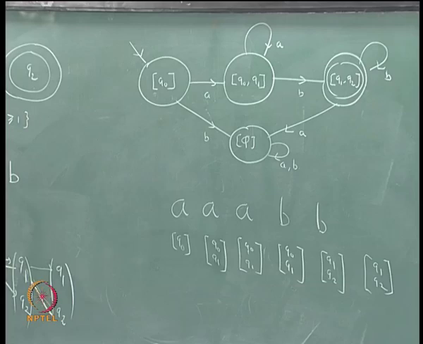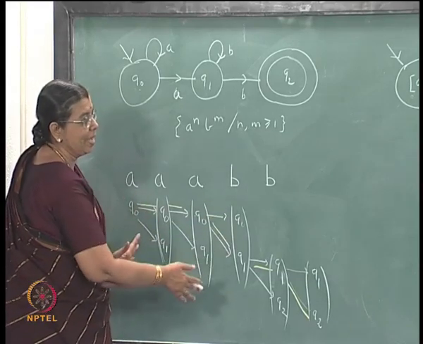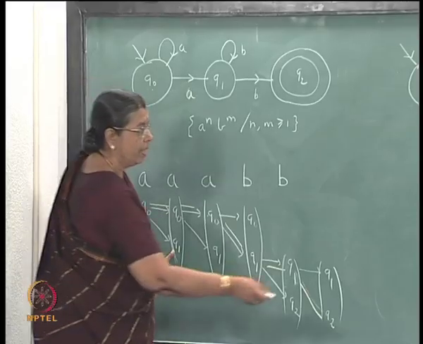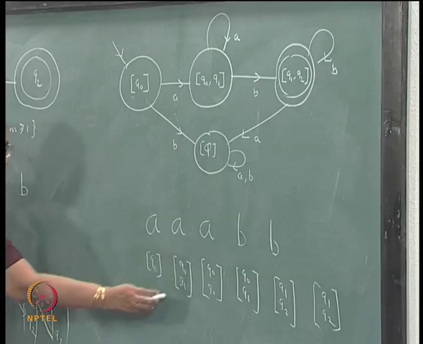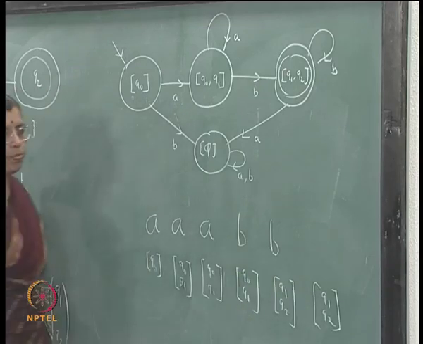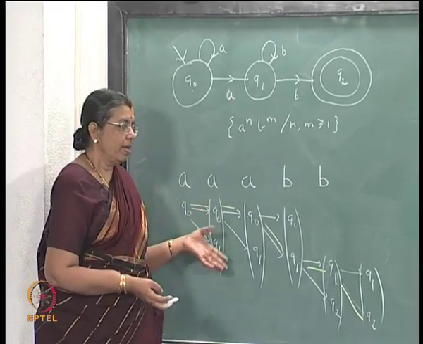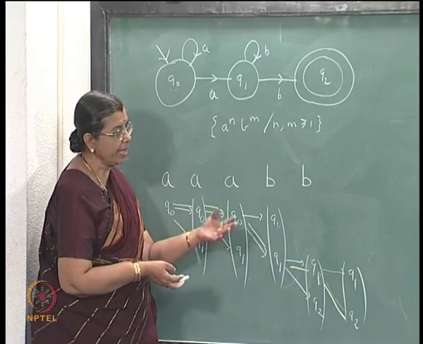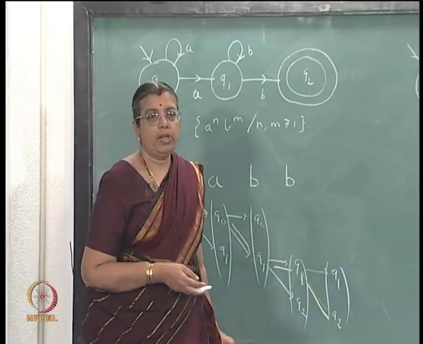Note the correspondence between this and this. If here you have Q naught, then Q naught Q 1, Q naught Q 1, these are the possibilities in the non-deterministic. Here it is a single state Q naught. Then after reading A, you have Q naught Q 1, the state corresponding to the subset Q naught Q 1, then Q naught Q 1, Q naught Q 1, Q 1 Q 2, Q 1 Q 2. So, you see the correspondence. We considered this example to explain the correspondence between the way things are accepted. Any other example which you have considered so far, you can again take and consider.